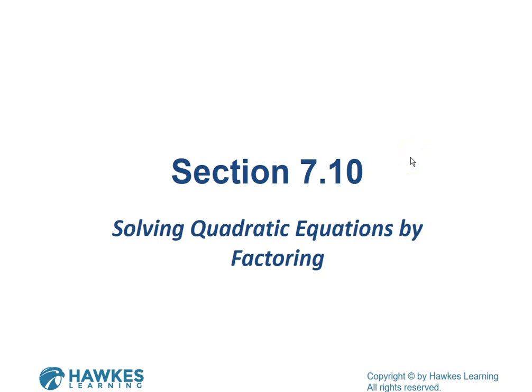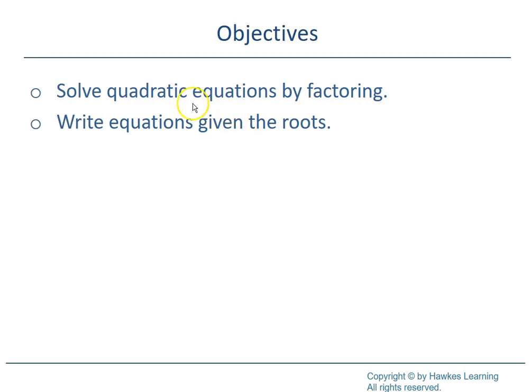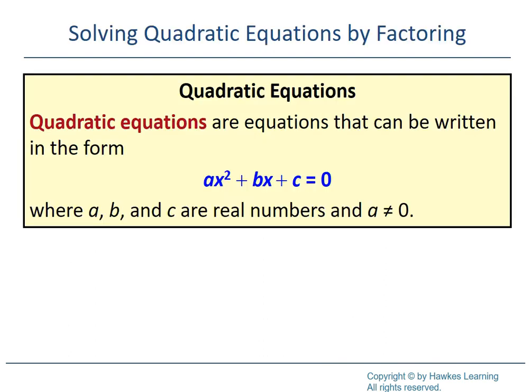As we come to closure of Chapter 7, we now bring pretty much all that we've learned so far in our course to solving quadratic equations, and we're going to use this technique of factoring. So these are our objectives: quadratic equations by factoring. And then once we get the solutions, how do we make an equation out of it? That'll be our last topic of Chapter 7 before our test.